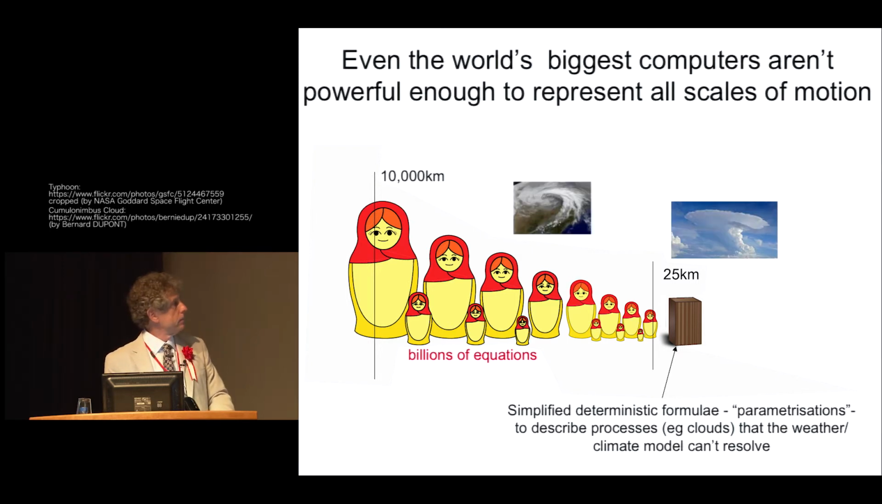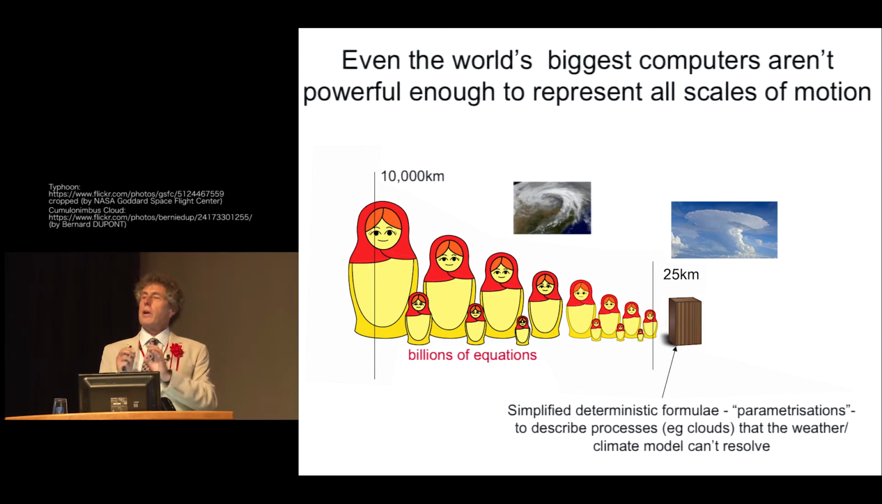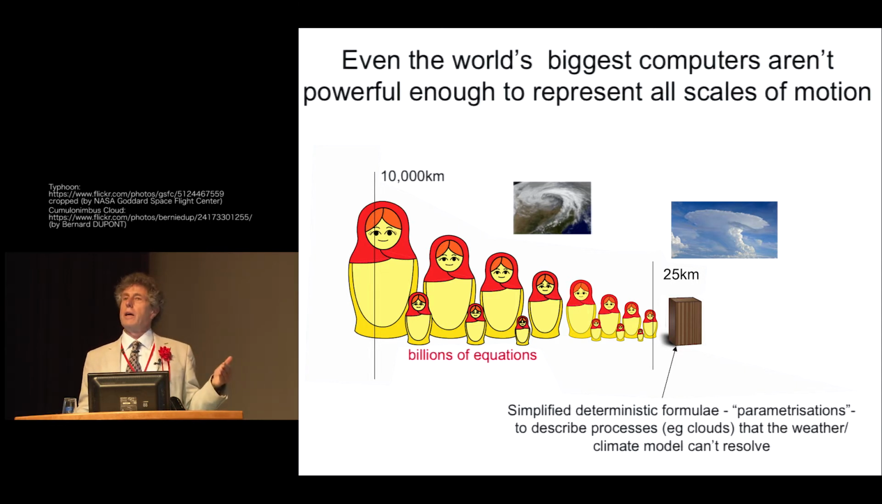Now, there are many, yes, so I can represent large-scale cyclones, weather cyclones, but individual clouds are still too small to be represented explicitly. So what I have to do now is find a simplified way of representing all of the scales that cannot be resolved explicitly. So this block of wood, this is not so much a work of art compared to the Russian doll. It is rather crude. And indeed, the representation of all of the scales, the cloud scales and turbulent scales that I cannot resolve, are also represented by rather crude, simplified, deterministic formulae.